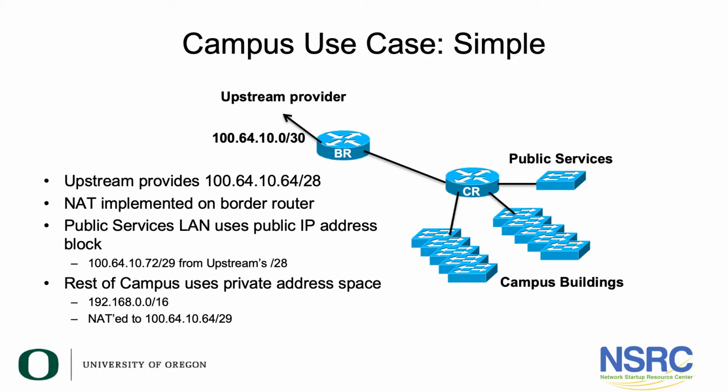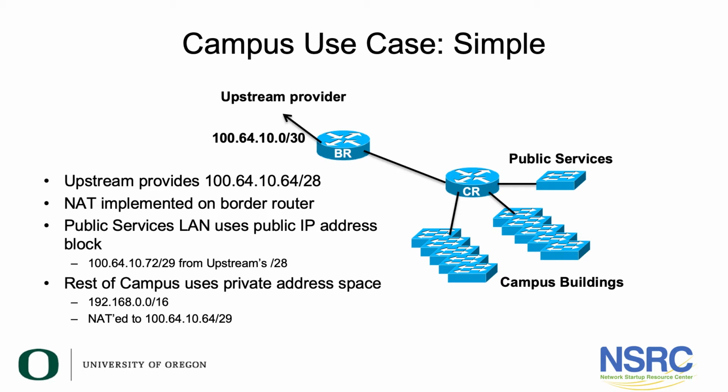So let us look at a simple campus use case. You have a /30 from the upstream provider. The /30 is 164.10.0/30 as the point-to-point link. Then they have routed over that /30 100.64.10.64/28, which you can do whatever you want.